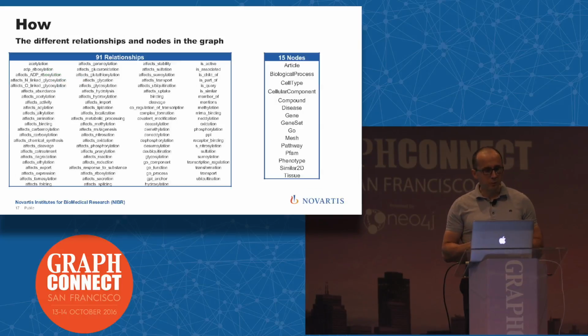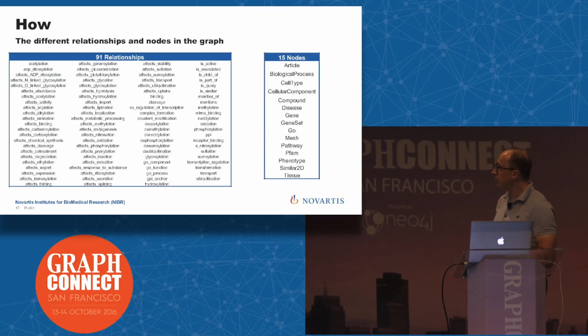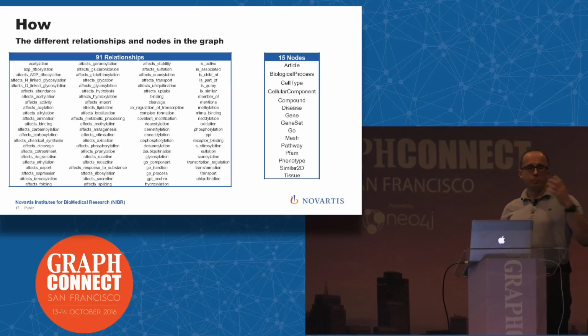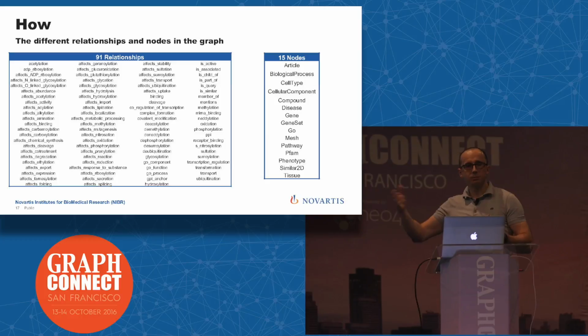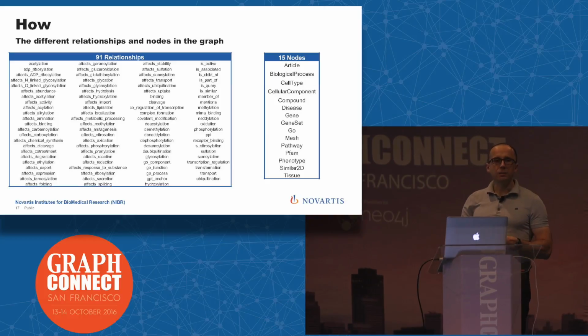So I'm just showing briefly what these relationships look like. We have anything from a protein phosphorylates this protein, to the compound affects the expression of this protein. So we're trying to be pretty broad here.